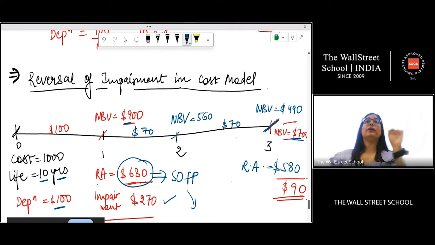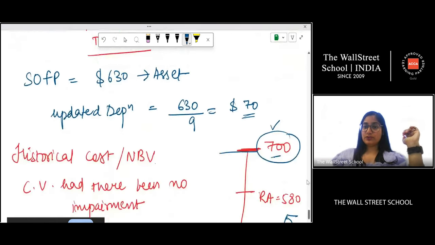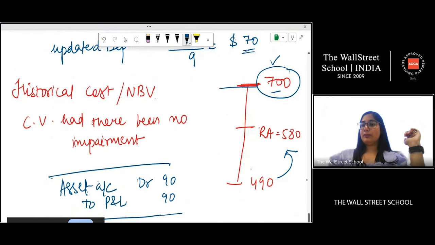Agar aaj ki date mein, if there was no impairment that was charged, mere asset ki value $700 hoti. To $700 tak ka acceptable hai. Beyond that, you cannot do it. Which is why I have prepared this. Ki hum log kya karenge?